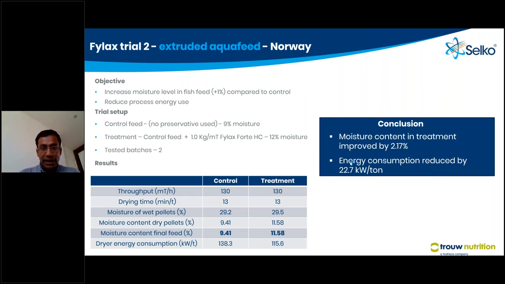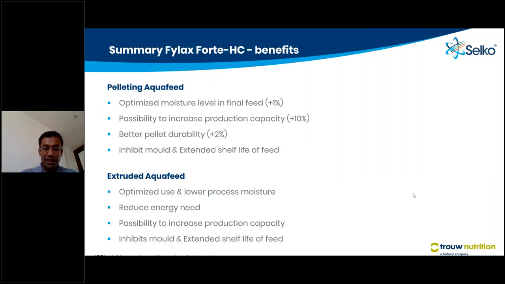So with that, my final slide, the conclusion slide or summary slide. In the summary of the applications or benefits of using Phylax Forte HC, in pelleting, you are able to optimize the moisture in the final feed by at least 1%. You're able to increase the production capacity by 10%. You have a better pellet durability, which is from all the pelleting trials we have done. And it also has an extended shelf life because it actively inhibits the mold.